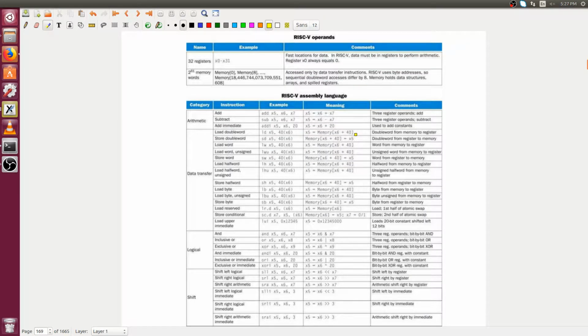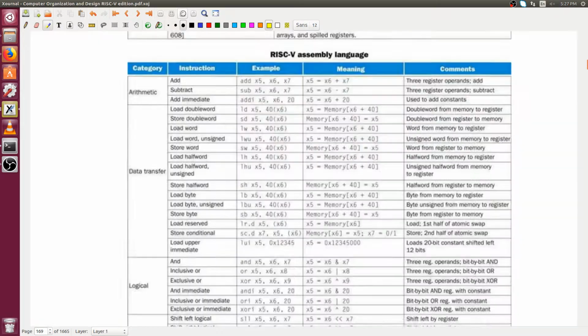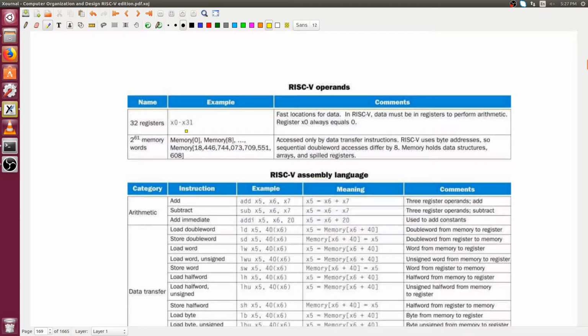We'll give a brief look at the instruction set and see if there's anything interesting here. I'll zoom in a little bit. We have 32 registers, from X0 to X31. Registers are the fastest type of memory that we can access inside of the core. The memory hierarchy usually omits them and doesn't consider them part of the memory hierarchy.